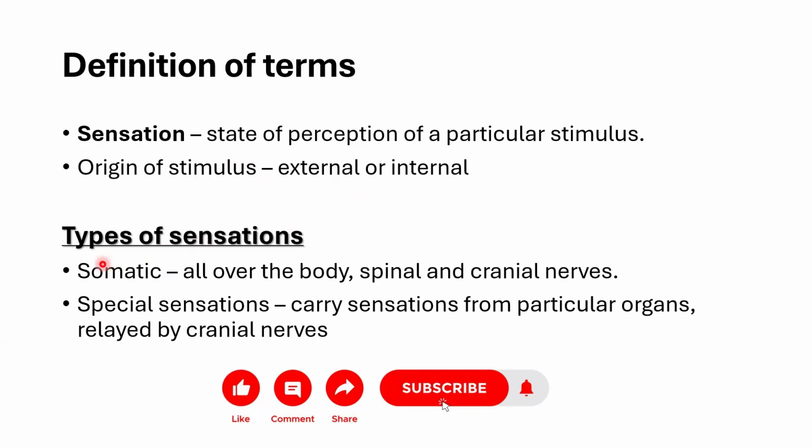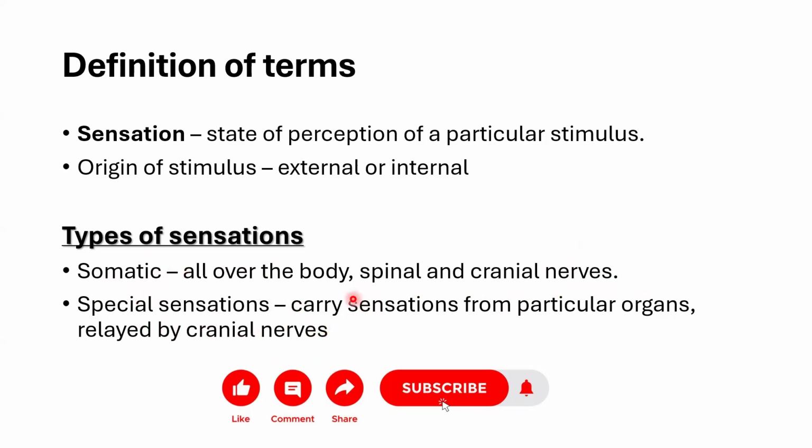Of the types of sensation, we have two: somatic or special sensations. Somatic sensations come from all over the body, and they are relayed by spinal and cranial nerves, while special sensations come from the head and neck. They come from particular organs, and in addition, they are relayed by cranial nerves.